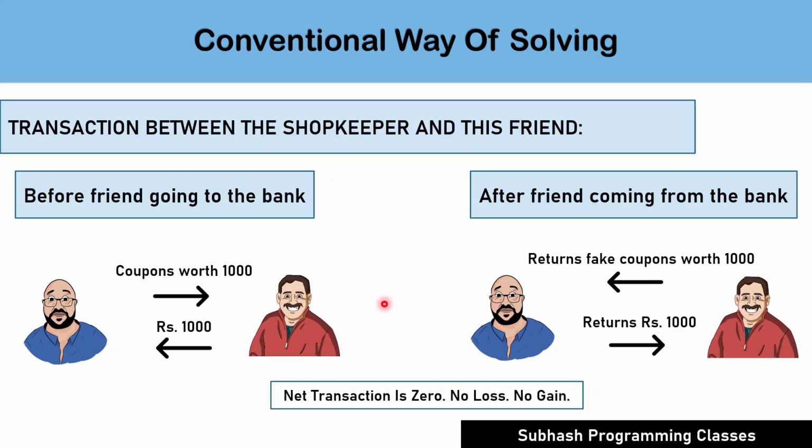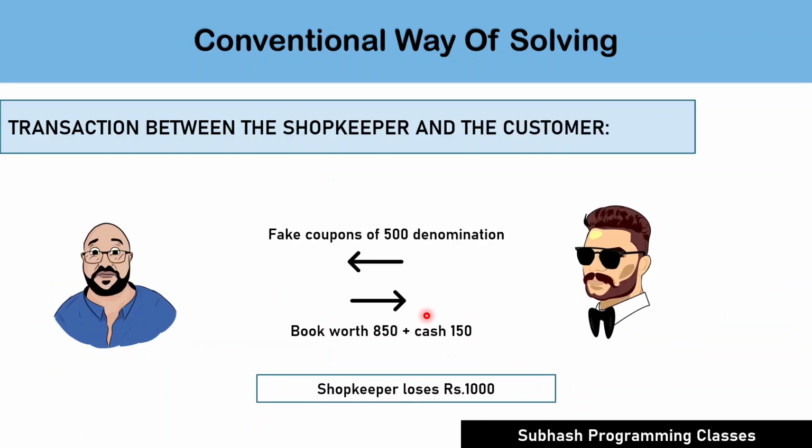This means that the net effect of the transaction between the shopkeeper and his friend is absolutely zero. There is no loss and no gain for anyone. He gets back what he has given, right? So there is no gain or loss in this particular transaction. Now, let us check the transaction between the shopkeeper and the customer. The customer gets the book worth rupees 850 and he also gets cash of rupees 150 from the shopkeeper. Since he is not giving away anything except the fake coupons, his gain is 1000 rupees.